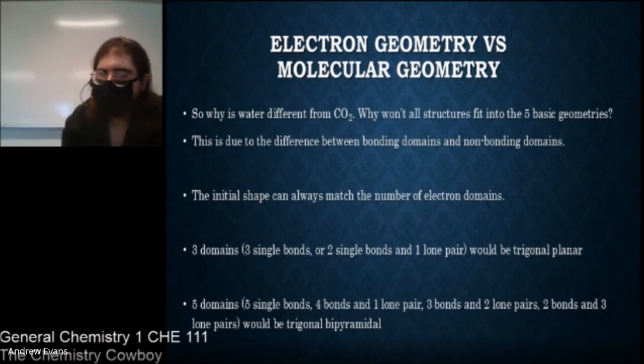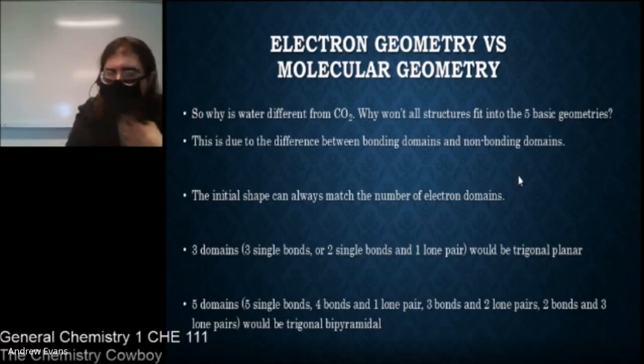geometry. If we have five domains, that could be all five single bonds. It could be four bonds and one lone pair. Three bonds, two lone pairs, two bonds, three lone pairs. Be a little hard, but you could have one bond and four lone pairs. That'd be trigonal bipyramidal. That's going to be your basic shape.